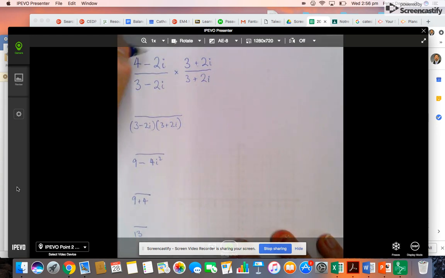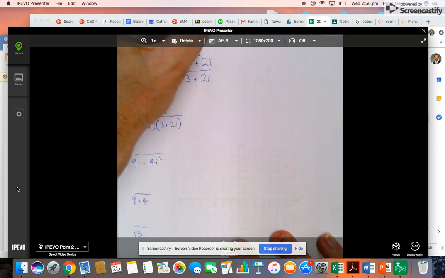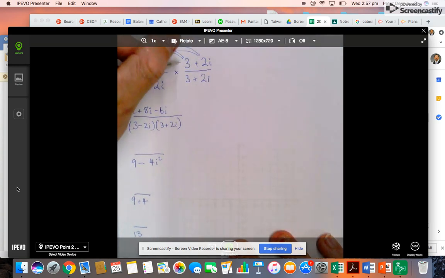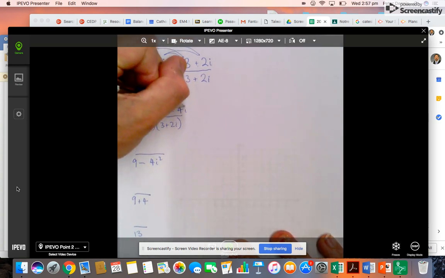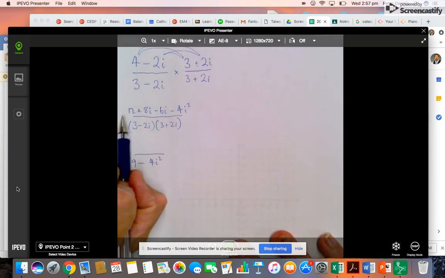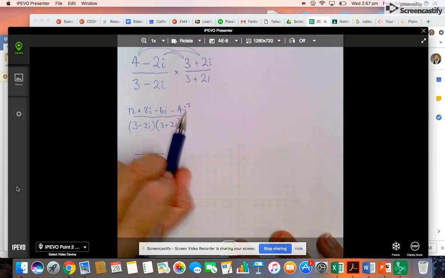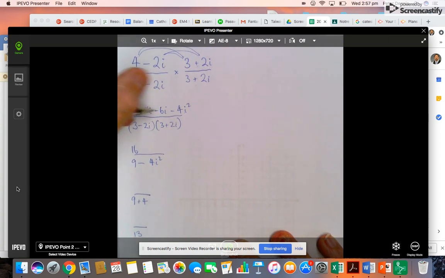And up the top, we're going to get 4 times 3 is 12. 4 times 2i is 8i. 2i times 3 is minus 6i, and that is minus 2i times plus 2i is minus 4i squared. And this is exactly what we had before. You get 12 plus 4 is 16, plus 2i. So really we've just got 16 plus 2i.